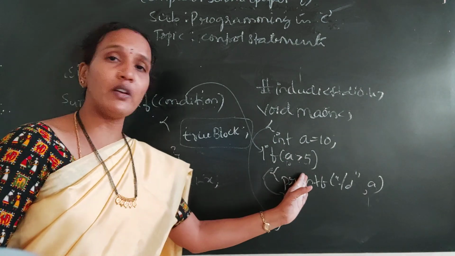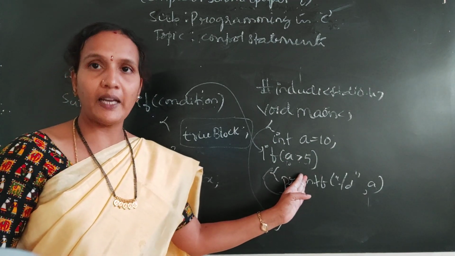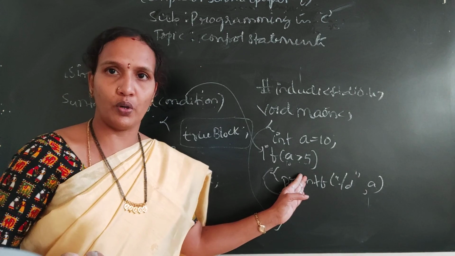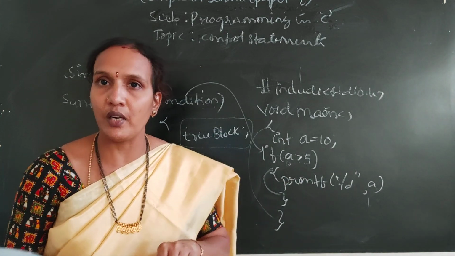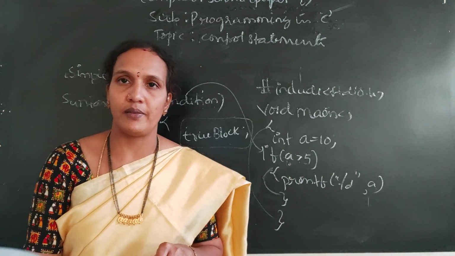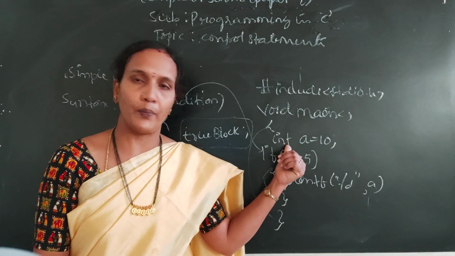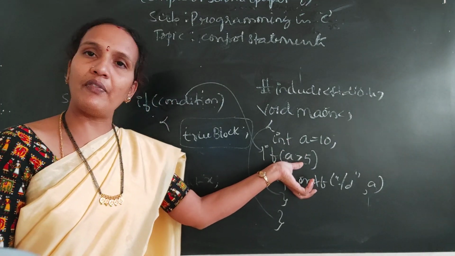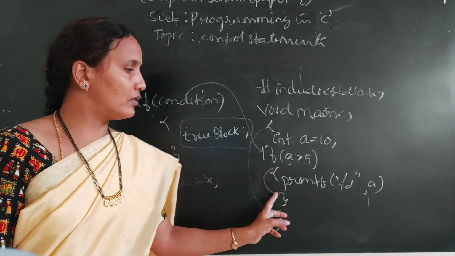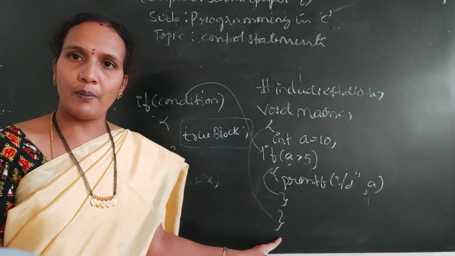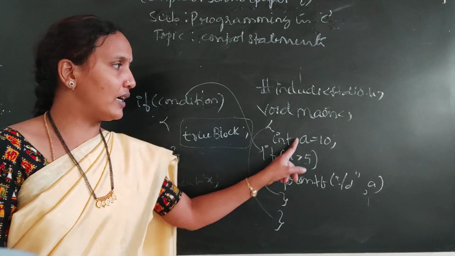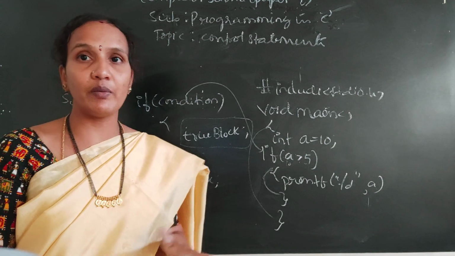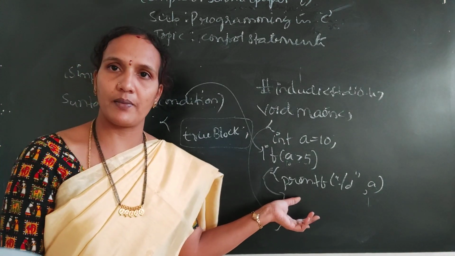Here, if you write your name also, that will be printed. It doesn't matter what you are writing inside the true block. Whatever statements are there in the true block, that will be executed, if the given condition is true. After executing that block, control comes to the end of the program. If this condition is false, nothing will be printed because I have not given the else part.